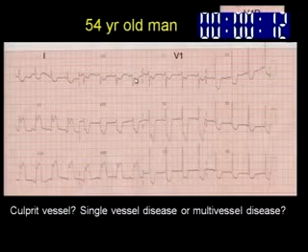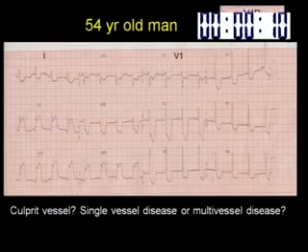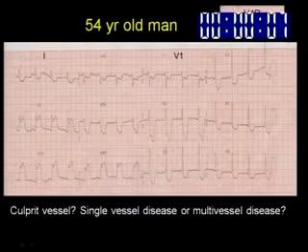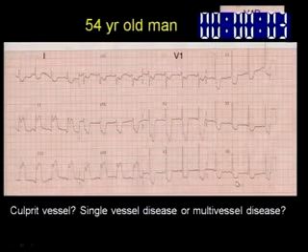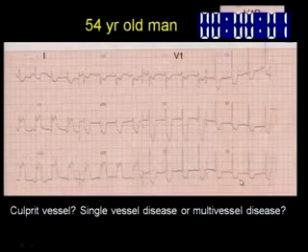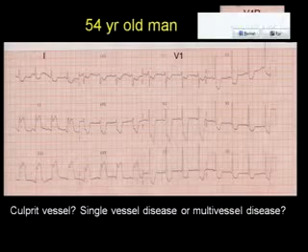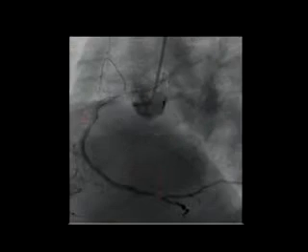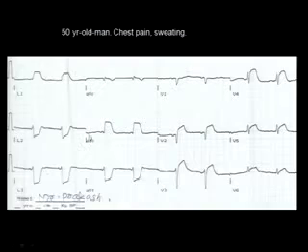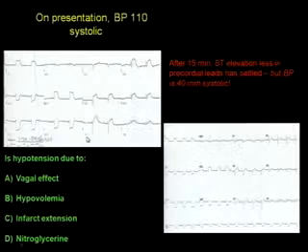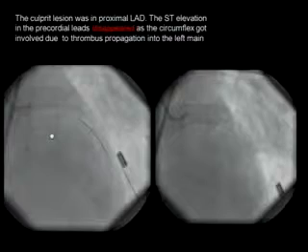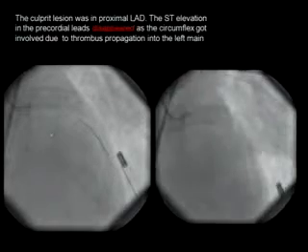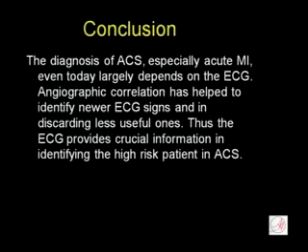So if we look at this man who has clearly a proximal right coronary artery occlusion because there is a right ventricular infarction, what we see is V4 to V6 shows you a lot of ST depression. So this is a high-risk patient, very likely to have multivessel disease, and that's what it showed: right coronary artery occlusion, left-sided occlusion. To conclude, the ECG is still pivotal for the diagnosis of ACS, especially acute MI.